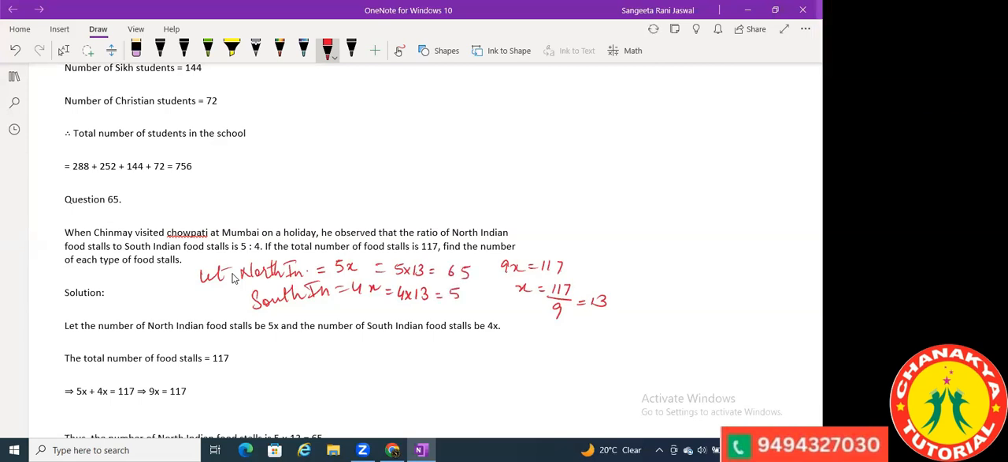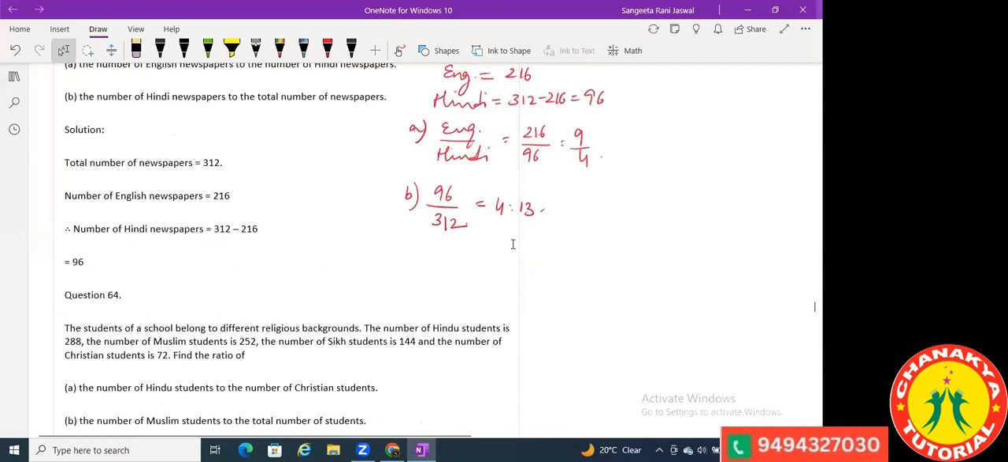65 and 52. Okay. So 65 are the North Indian food stalls, 52 is the South Indian food stalls. Yes, ma'am, I got the same answer. Okay, now tell me, Ridesh. Teacher, but mine is coming 3:7. So do it carefully, try. Teacher, I've done it carefully only.